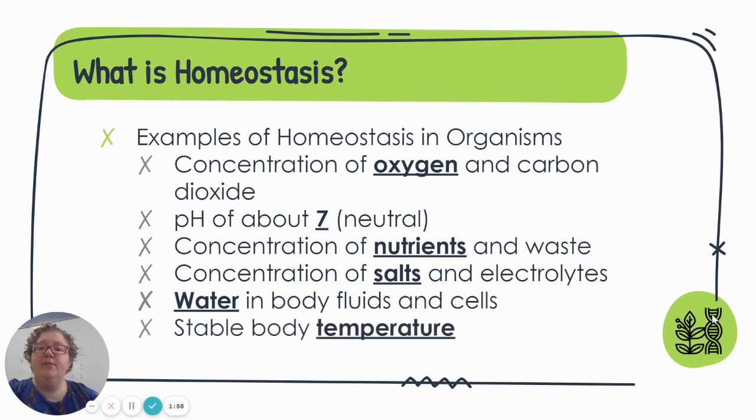You also have to maintain a stable body temperature. In humans, if your body temperature is too high, we call that hyperthermia or a fever. If your body temperature is too low, we call that hypothermia. And both of those we have to treat, right? Both of them can be pretty serious because we have to maintain our temperature within a very small range.